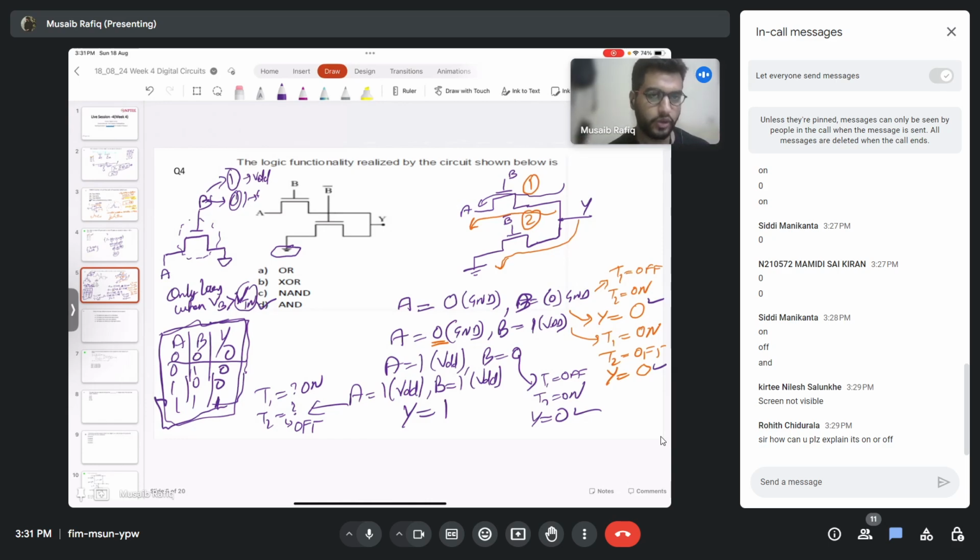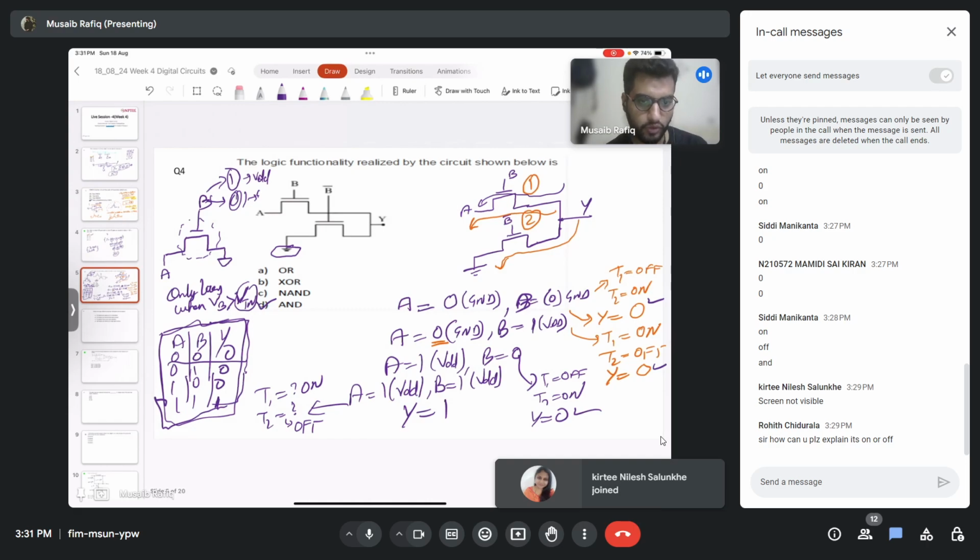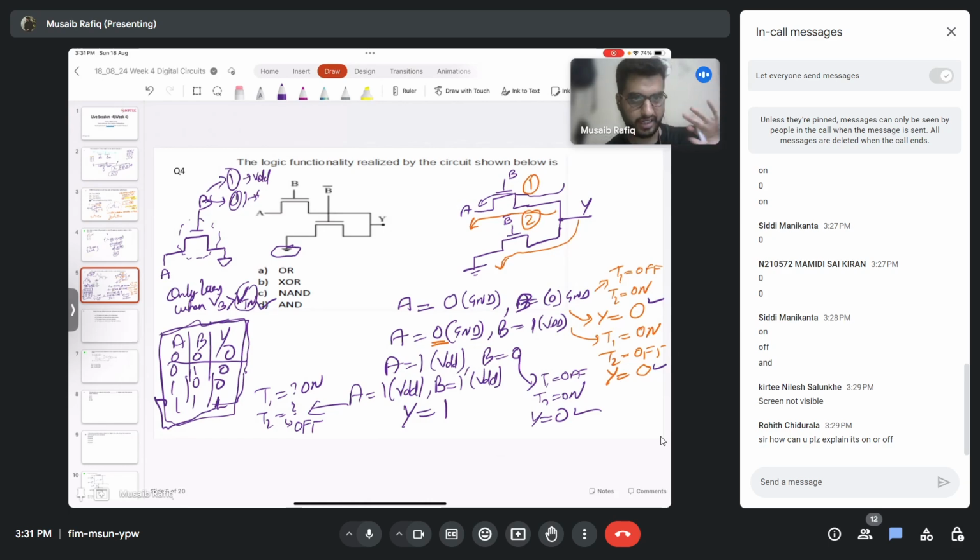So I won't go into that detail, but for simplicity, just remember that an NMOS transistor turns on when you apply a high voltage at the gate, right? Is that clear now?